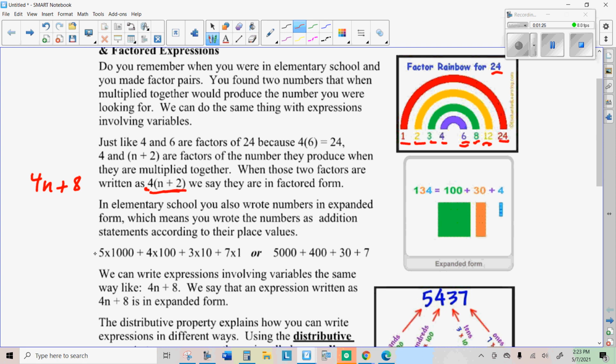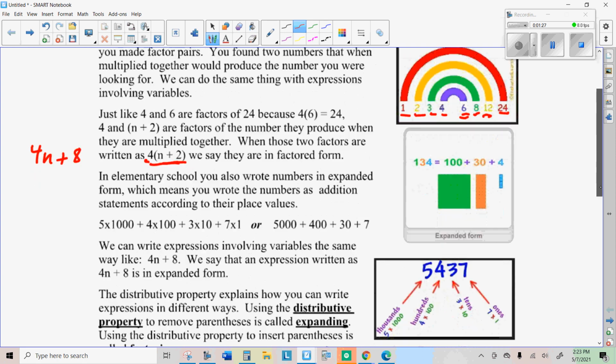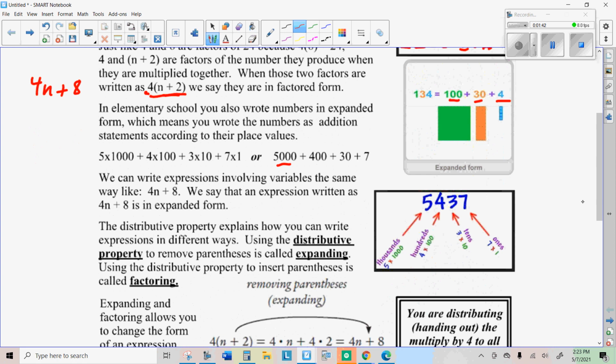All right? When you're dealing with numbers, there's actually an expanded form for numbers also. Like 134 is 1 hundred, 3 tens or 30, and then 4 ones. That's what expanded form is. Okay? Well, when we're dealing with algebraic expressions, they also have an expanded form like that.